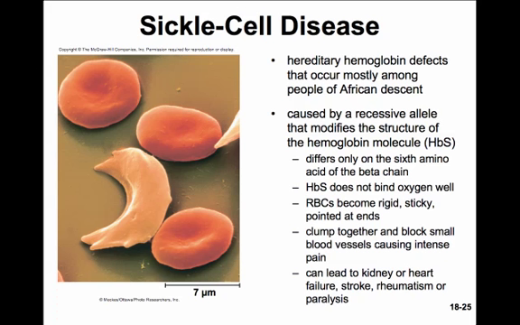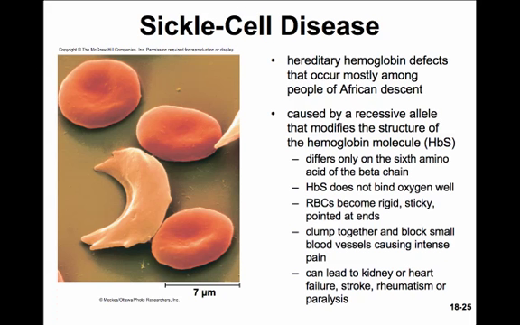One well-known anemia disease is sickle-cell disease. This is a hereditary hemoglobin defect that can occur mostly among people of African descent. It's caused by a recessive allele that modifies the structure of the hemoglobin. It'll become hemoglobin S. It differs only in one amino acid in the beta chain. And because of this one amino acid, it doesn't bind oxygen as well as the regular hemoglobin.